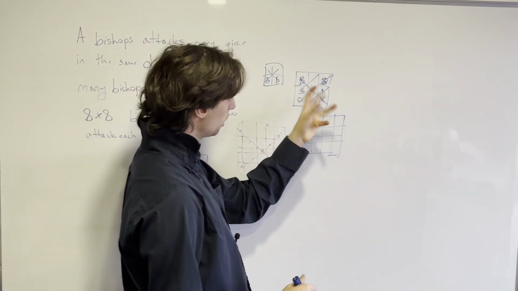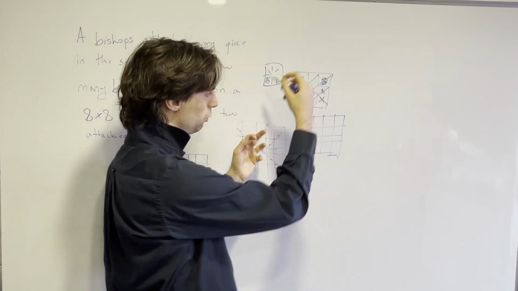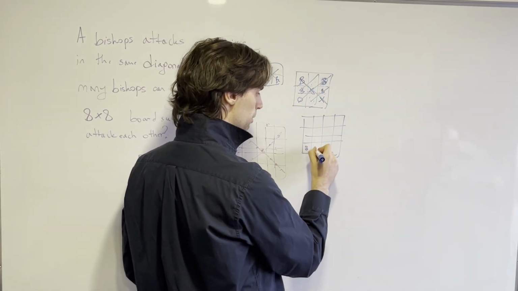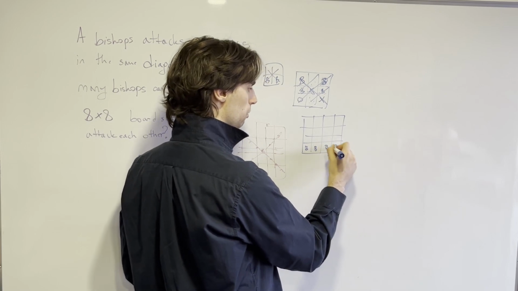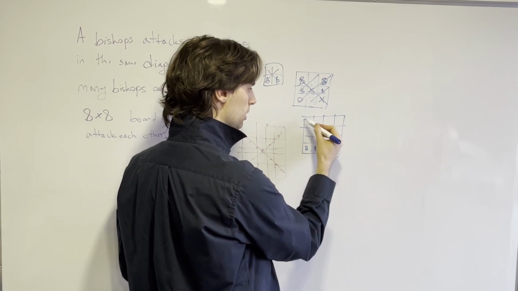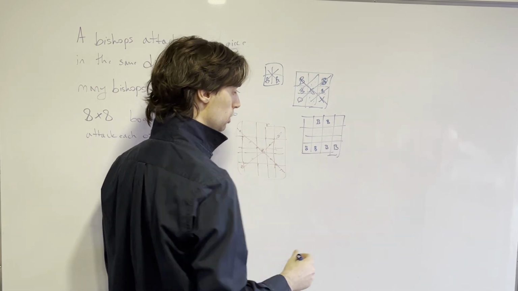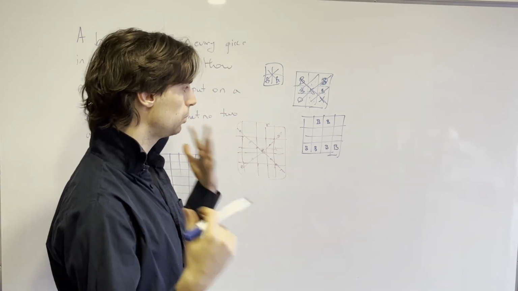Well, let's try to copy something here. We're putting the bishops on the sides. And when we do that, we can do a bishop here, a bishop here, a bishop here, a bishop here, and a bishop here, and a bishop here, right? Then everything is covered. So what is doing the covering?